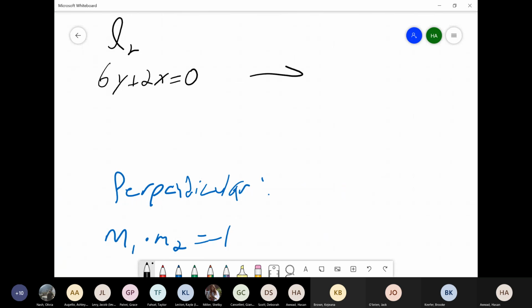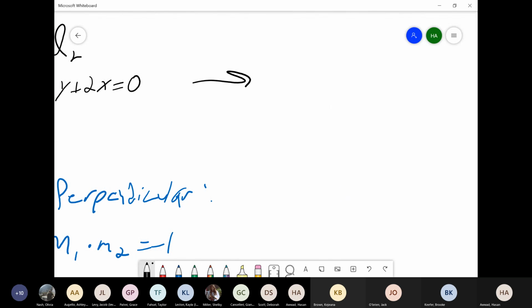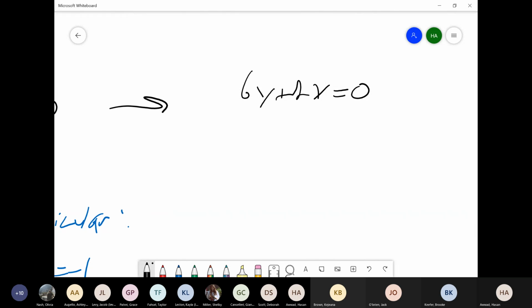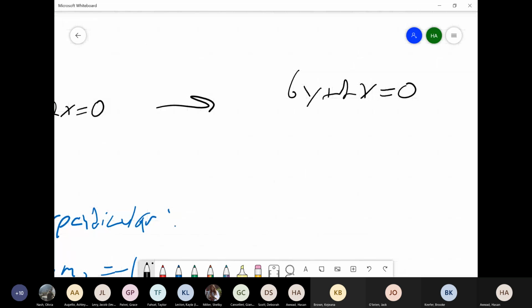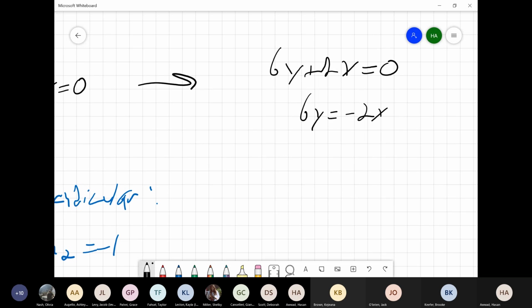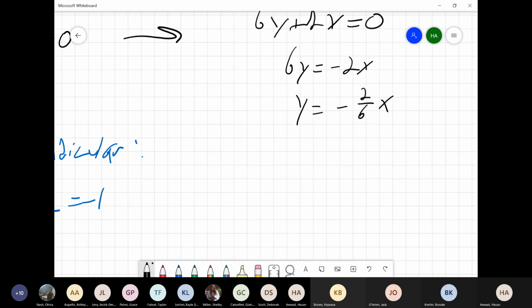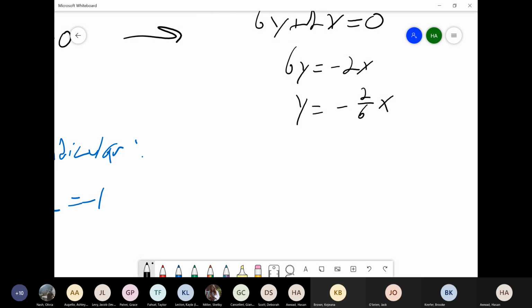So I'm just going to put a little arrow here because I need to make some room over here. So we have 6y plus 2x is equal to 0. Solving for y, that means I'm going to move 2x over. So I'm going to have 6y is equal to negative 2x. And dividing by 6, I'm going to have y is equal to negative 2/6 x. And 2/6, we know that we can simplify, right? So simplifying this, it's y is equal to negative 1/3 x.